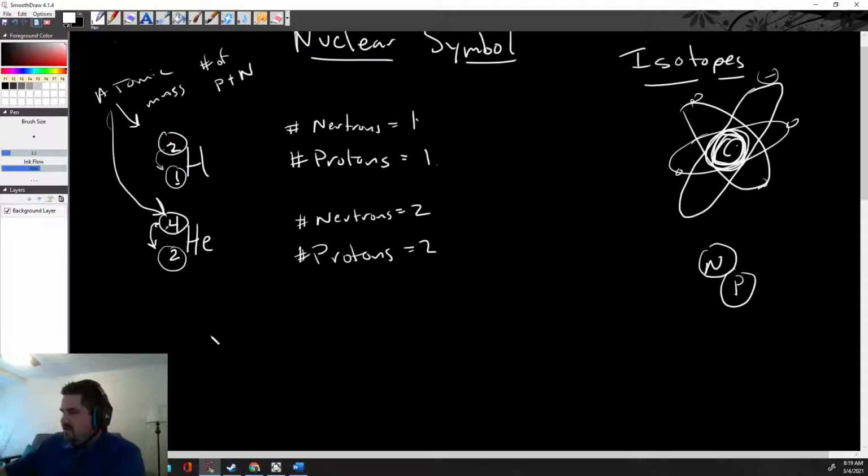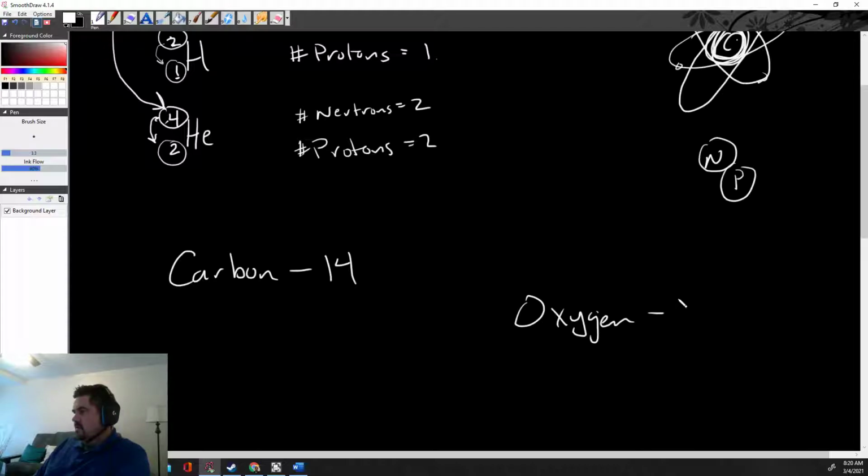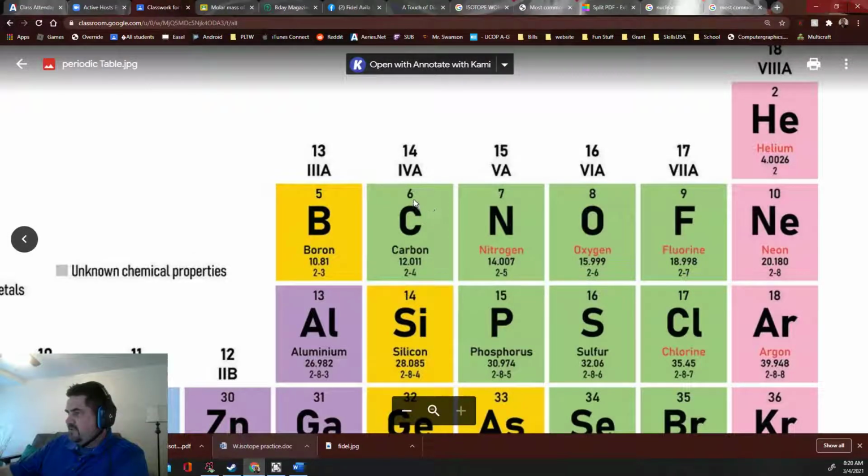But today we're going to look at a different format. We're going to look at something like carbon-14. A lot of times they just write them like this, or oxygen-16. They might just do it like that, and that's because we already know what carbon is. Carbon's number 6 on the periodic table. You could just go look at the periodic table and see that carbon is number 6, oxygen is number 8, and so on and so forth.